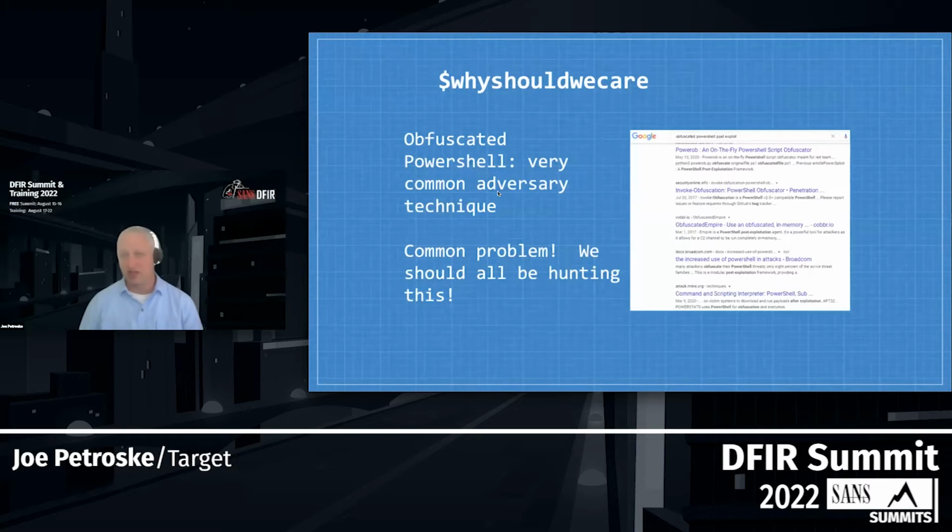It's near ubiquitous as a first stage loader, just because it's so easy to use. There's not much of a barrier to entry, and it's also very easy to obfuscate. So it's very easy to take a normal PowerShell command that would do something and turn it into a mess that's not readable by humans. Because of the near ubiquity of this, it is something that should be on our radars as defenders, no matter what you're doing. So that's why we should care.